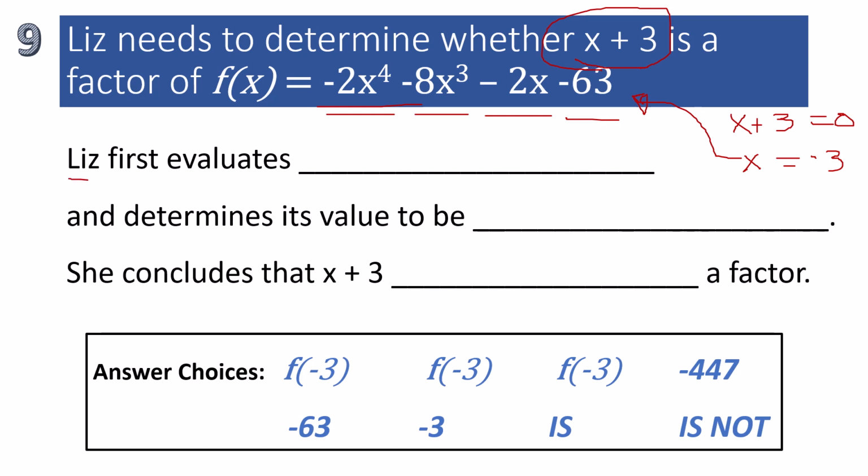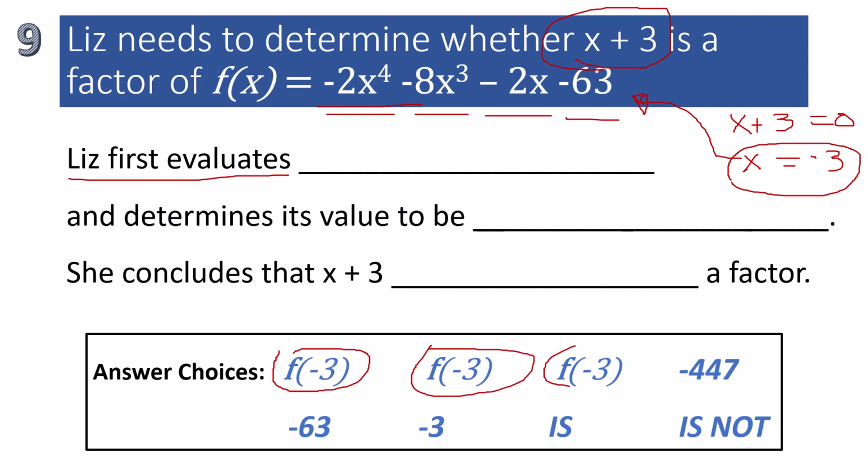So Liz first evaluates. What does she evaluate? She solves for x, plugs x back in. So she's evaluating f of negative 3. It looks like these are all f of negative 3. That's my mistake. Those are all correct. So this should be f of negative 3.